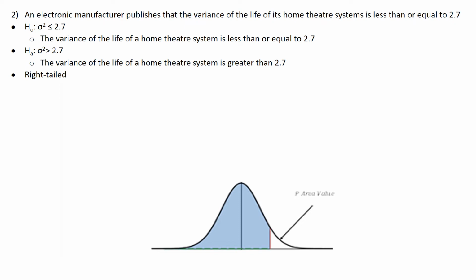Manufacturer publishes the variance of theater systems is less than or equal to 2.7. So the equality statement, and this is going to be one tail, is less than or equal to 2.7, which means the alternate's greater than 2.7. And the easiest way to look at this is if you look at which way the alternate is pointing here, it's pointing in that direction. So guess where the tail is? It's on the right side, same side it's pointing on.